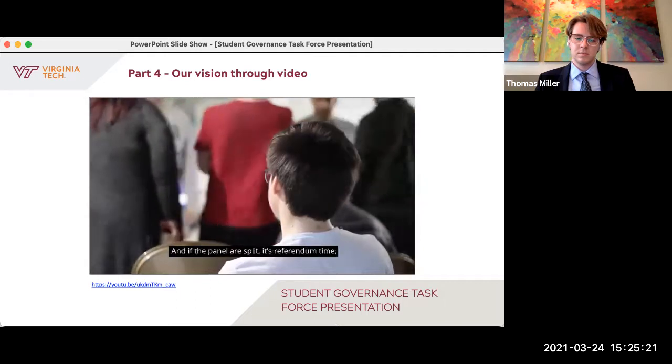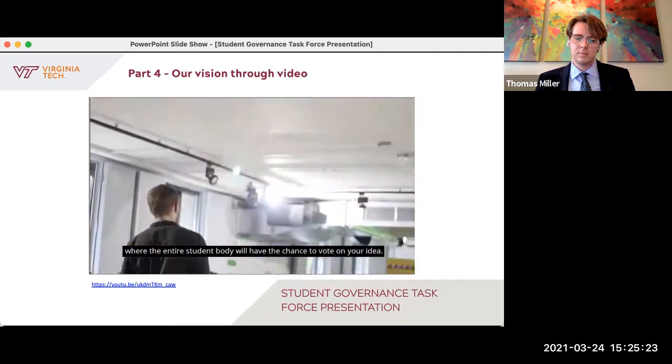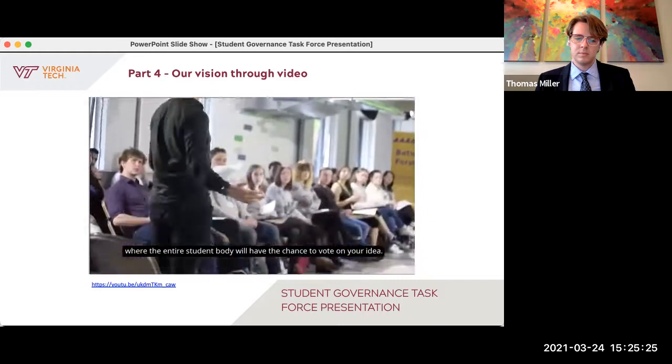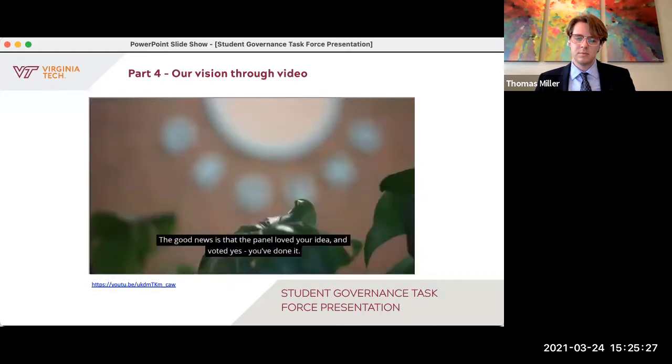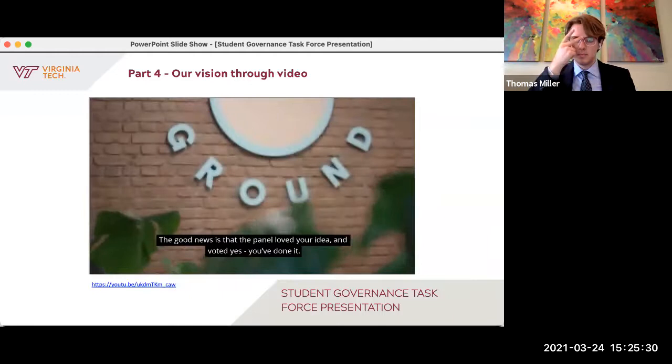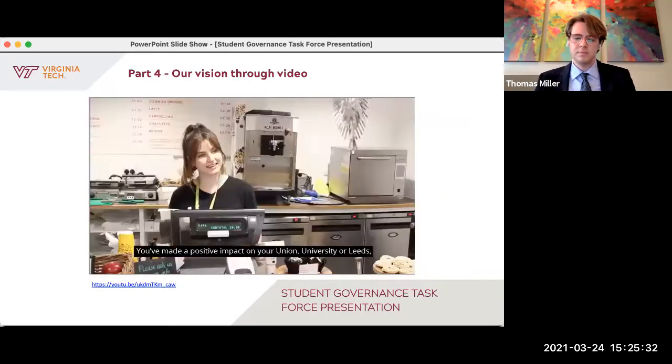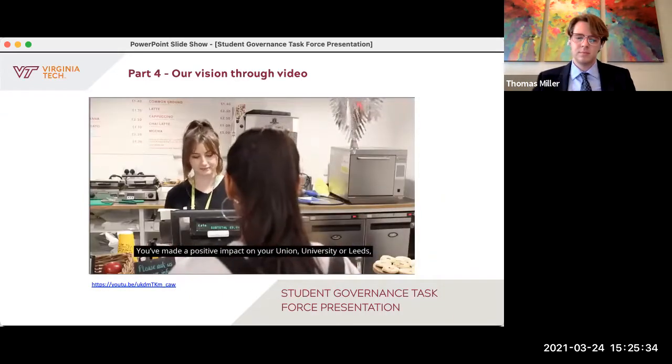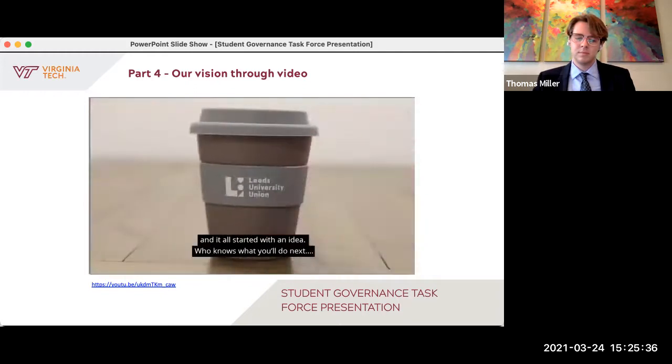And if the panel is split, it's referendum time, where the entire student body will have the chance to vote on your idea. The good news is that the panel loved your idea and voted yes. You've done it. You've made a positive impact on your union, university, or Leeds. And it all started with an idea. Who knows what you'll do next?